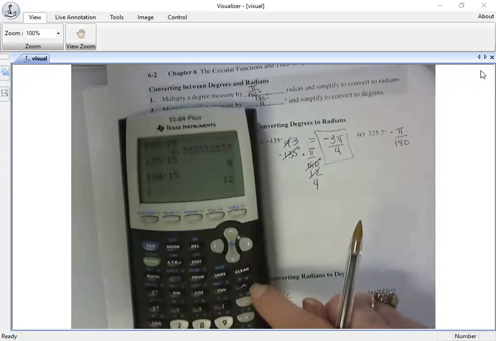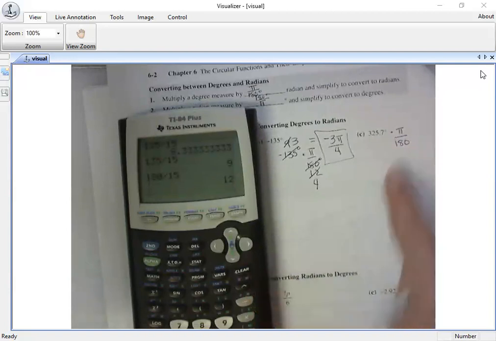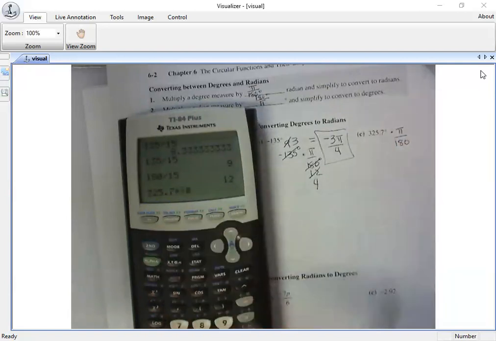If you use the second, it gives you pi, which, now remember, since it's irrational, it's a decimal number that doesn't end and doesn't repeat. So it's better not to use just 3.14. You want to keep as many digits as you can. And if we put this in the calculator, we could multiply 325.7 times, and I'm going to pull up pi, hit enter, and divide that by 180.